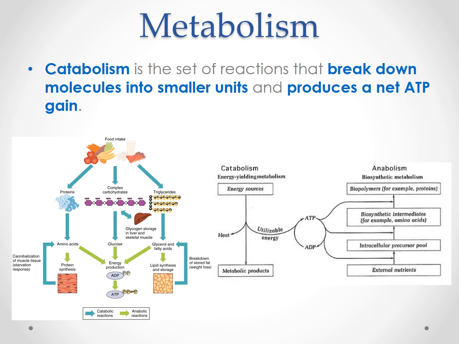So catabolism, think of catabolism as a catastrophe. So something's going to break. And so catabolism is breaking down molecules into smaller units. So think about this as breaking down a sugar into its smaller units. And when you do this, you're making ATP. So a lot of the times you're breaking things down to make ATP. That's catabolism.